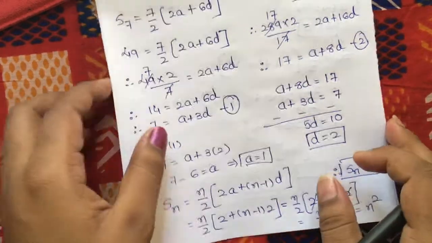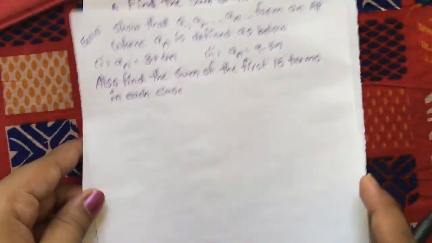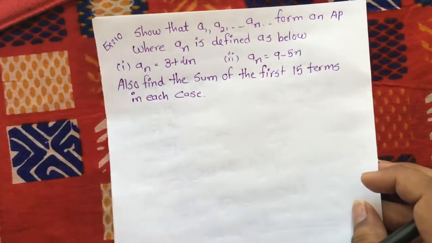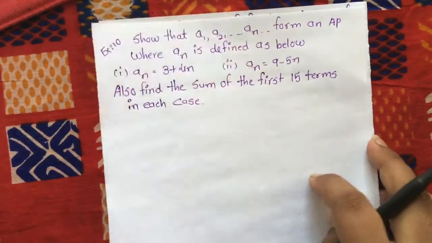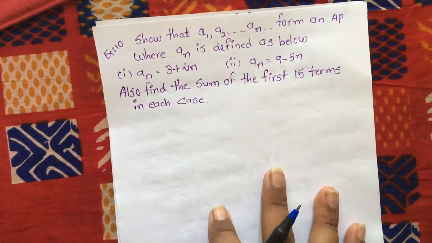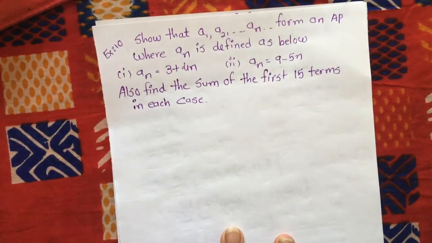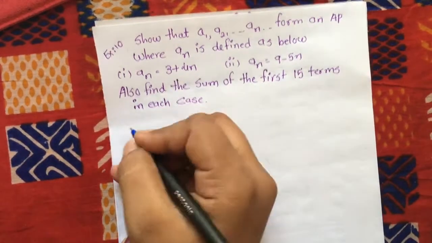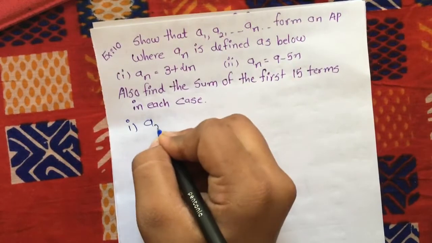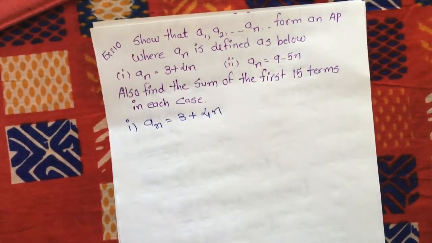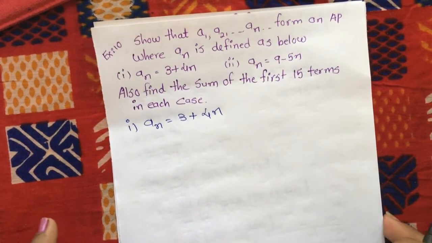Okay, now move on to question number 10, in which we are having show that a1, a2 up to an form an AP whose an is defined as below, and also find the sum of first 15 terms in each case. ओके, तो सबसे पहले ये जो फॉर्म है वो उस पर्टिकुलर एपी का क्या हो जाएगा, जनरल फॉर्म. Let's just take first that an is equals to 3 plus 4n.